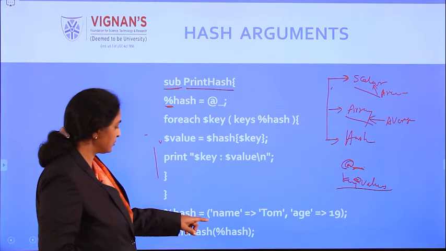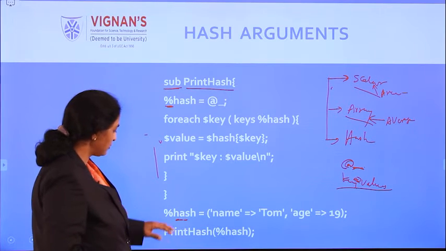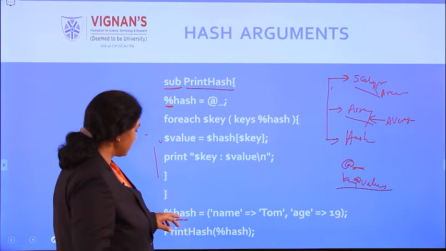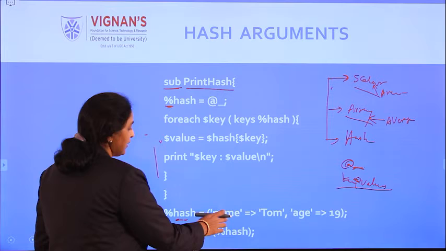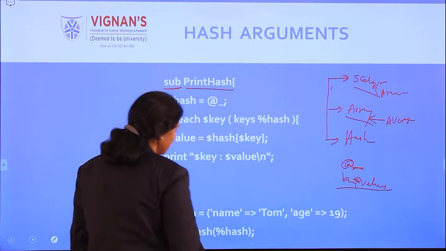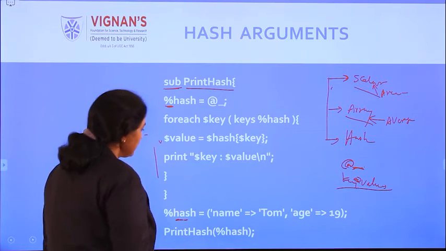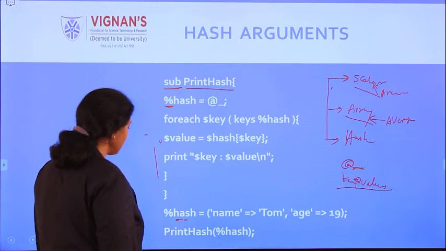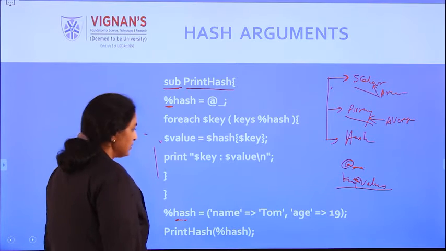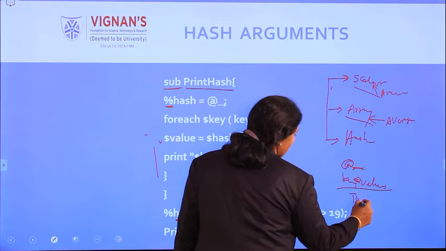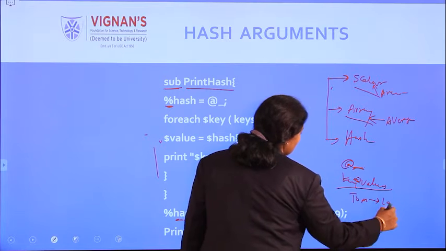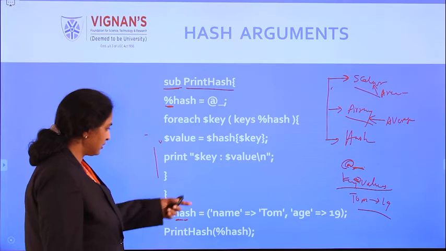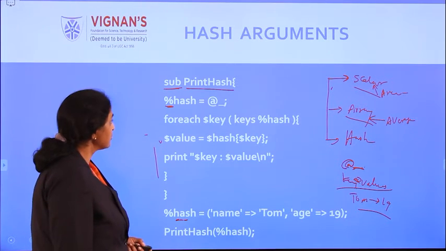Now hash is equal to, this is the data we are calling. This is the calling of the function. Here hash definition is percentage of hash is equal to name, Tom, age 19. So here it creates Tom versus 19. In this case if you execute the program, you are going to have the Tom 19. If you print hash, that is the data you are going to get.